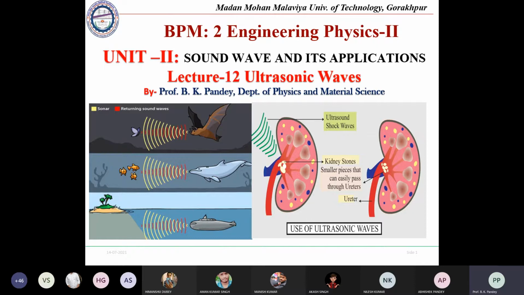Similarly, you are seeing a dolphin. This dolphin is also able to produce ultrasonic waves, and when it is moving in the forward direction and striking certain small fishes or any obstacle, the waves rebound from that, and the whale or any big fish can assess what is lying there. And at the right hand side, you might have seen the picture of a kidney in which the stones are detected using ultrasonography. So these are the important applications.